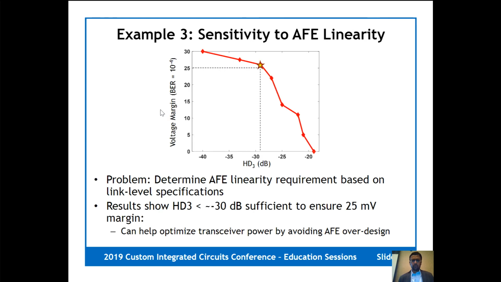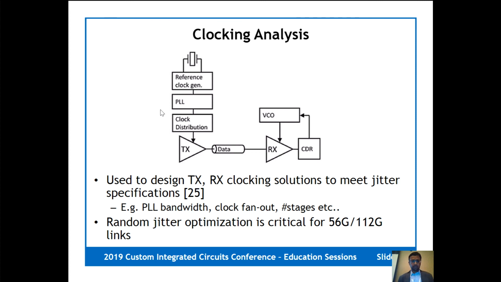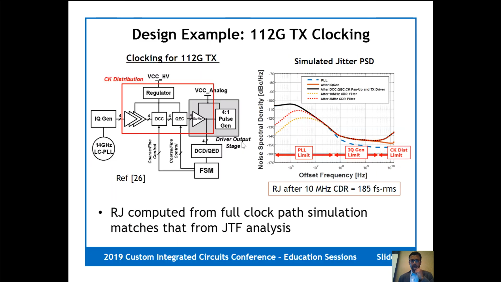So let me skip over these examples. They're fairly self-explanatory, so you can read them from the slides. I'll skip over the clocking section, which has a very good reference, reference 25 that I've listed, that essentially details the clocking analysis methodology and how you can abstract the properties of the clock distribution network to a jitter transfer function that will help you analyze what your clocking solution needs to be. So I'll skip over this section and move to the optical link model.